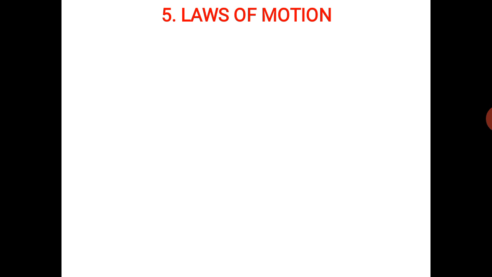So today we have to discuss chapter number 5, that is laws of motion. In the previous class we have already discussed motion in a straight line, that is rest and motion, and without knowing the cause for the motion we have derived a number of equations like v equal to v naught plus at, x equal to v naught t plus half at square, as well as v square equal to v naught square plus 2ax.